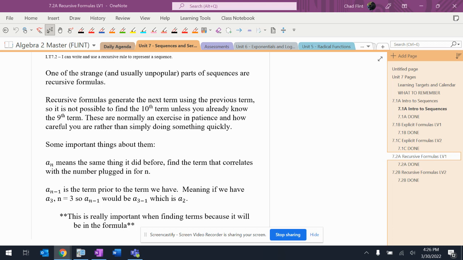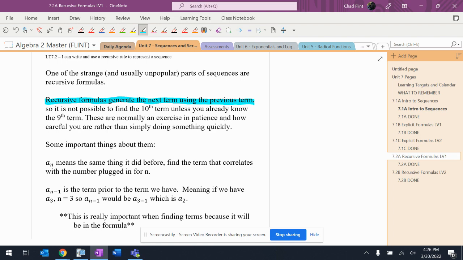So the last part of just the beginning of understanding how sequences work is this recursive thing. Recursive formulas are weird because you can only find a term if you know the term before it. So recursive formulas generate the next term using the previous term. That means that if you want the 10th term, you have to have the ninth term. If you want the ninth term, you have to have the eighth term. You can't really skip ahead.